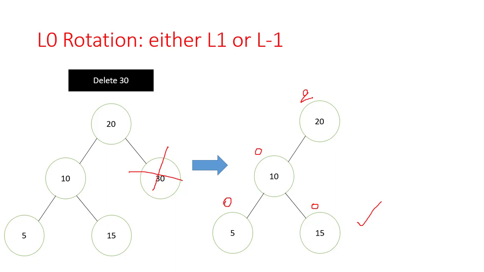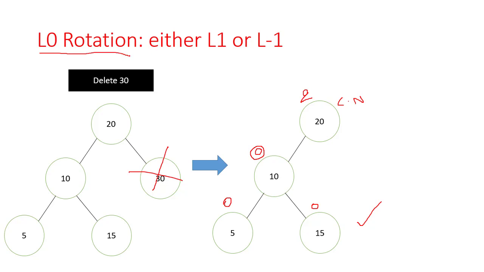And in L type also, which kind of rotation is it? Now check, this is a critical node, 20. Here we are getting imbalance. After the node, that is 10. What is the balance factor of 10? 0. That's why apply L0 rotation.